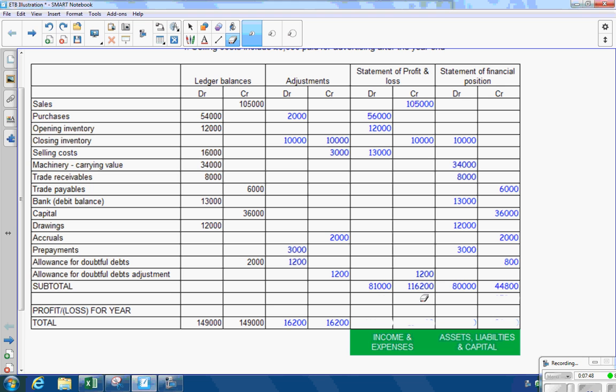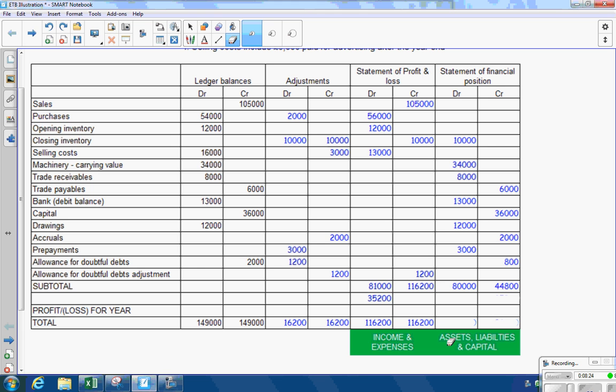So I've got credits of 116,200, I've got debits of 81,000. I must have made a profit for the year of £35,200. Now, if I add that £35,200 to my £81,000, I get 116,200. So the debit and credit columns of my statement of profit and loss now balance. So we'll now move on to the statement of financial position.